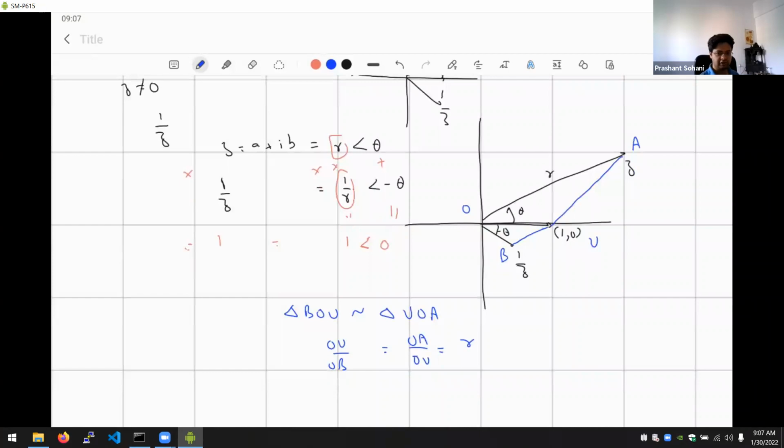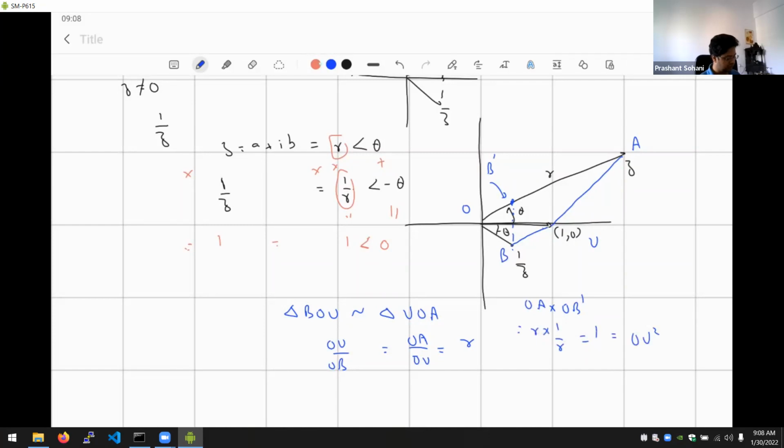Okay, and this will happen in general. Anytime you're multiplying two complex numbers, you'll get similar triangles like this. But in particular, what I want to observe here is that this B has length 1 by Z, 1 by R. Suppose I take the conjugate of that point. So the conjugate of this point will be somewhere over here. If I call this point B dash, do you realize that OA into OB dash in the geometric sense is basically R into 1 by R, which is equal to 1, which is equal to OU square.